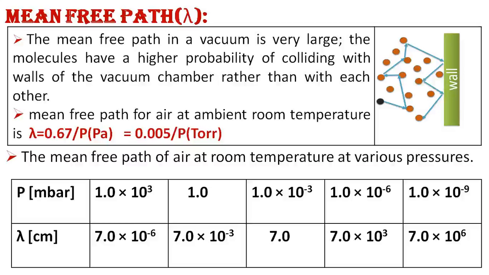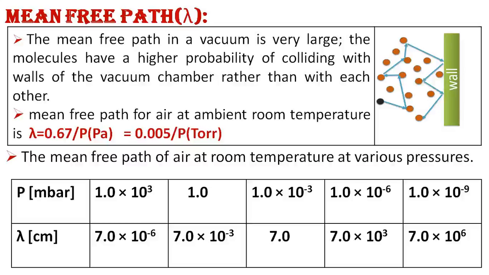So for the mean free path of a gas molecule in air at ambient room temperature, lambda is equal to 0.67 upon pressure in Pascal, or 0.005 upon pressure in millibar. So you get the mean free path of a gas molecule for air at ambient temperature.